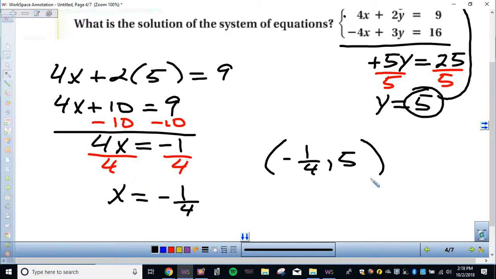Yeah? You have to write it in an ordered pair to get it right? If I tell you to, yes. Just follow the directions always. Just get in the habit of reading them.